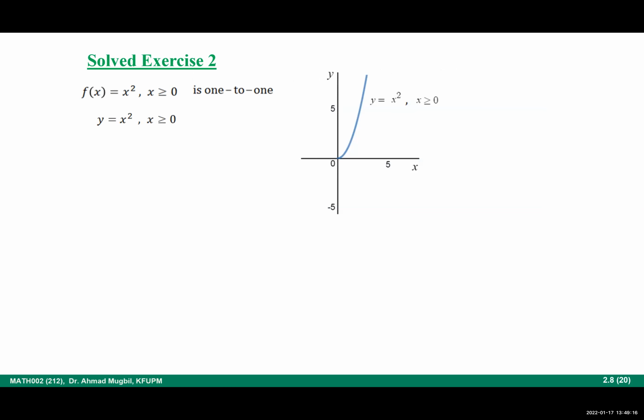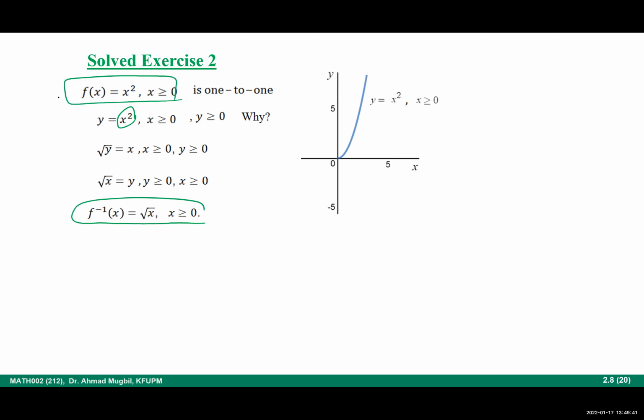You will replace f of x by y. Can you know the domain and the range from now? What is the range of this function? Y is greater than or equal to 0. Clearly from the graph or from x squared. X squared is always positive. Now you will take the square root of both sides. You will solve it for x. You will interchange. Then you will have the inverse. So this is now the inverse. The inverse of this function is square root of x, with x greater than 0.